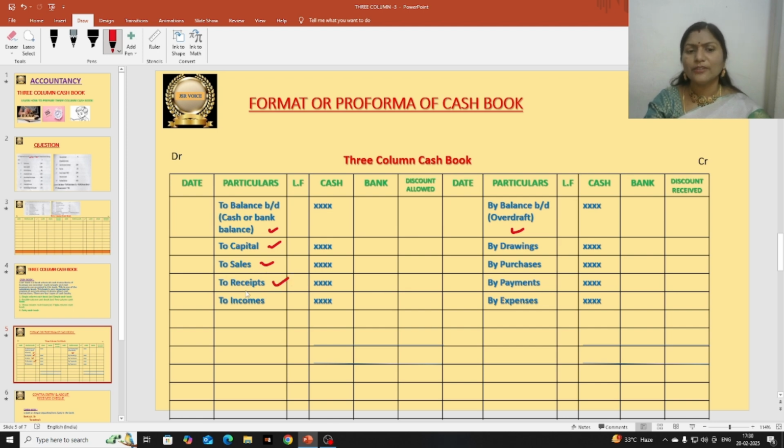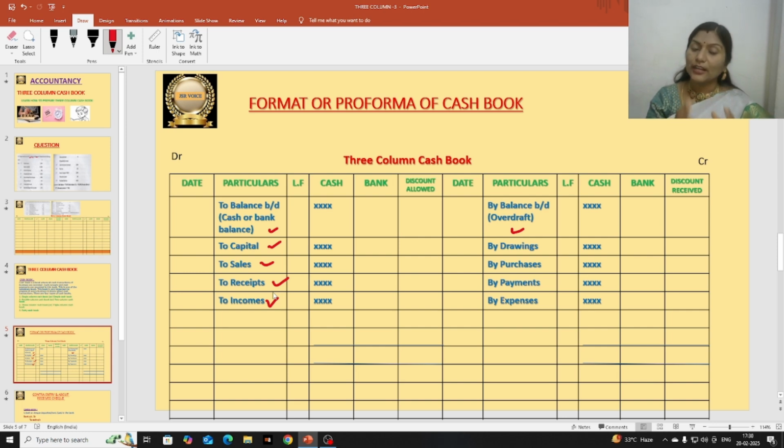Any receipt, if the business is receiving anything, we have to record on the debit side only. Incomes: any income we are going to write on the debit side, because in case of incomes, cash always comes into the business. Okay, so whatever items I recorded on the debit side, the first one is the opening balance, and the remaining 4 are different kinds of transactions where the cash is going to come into the business.